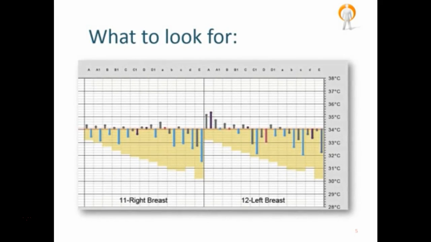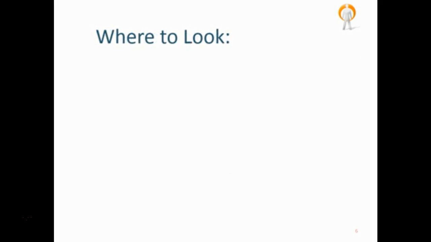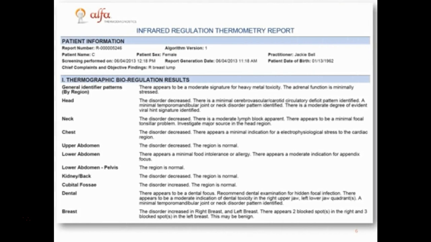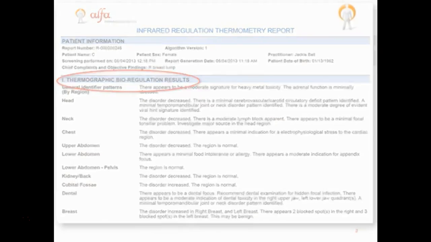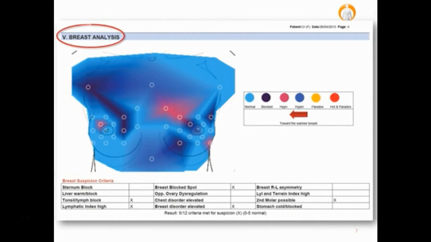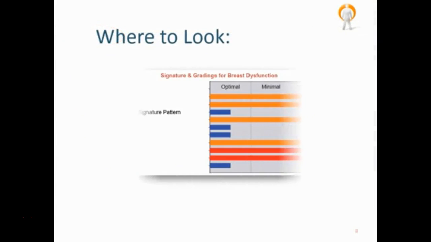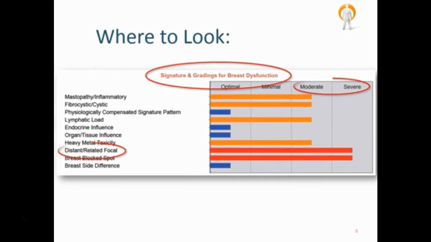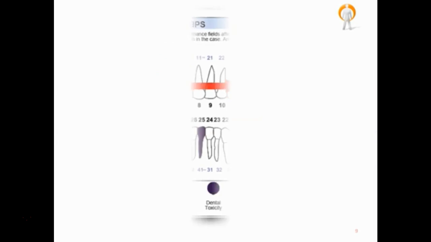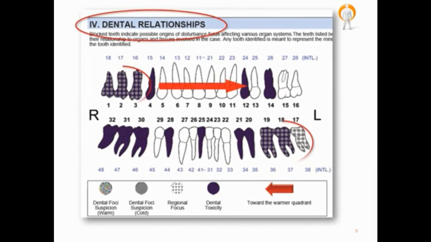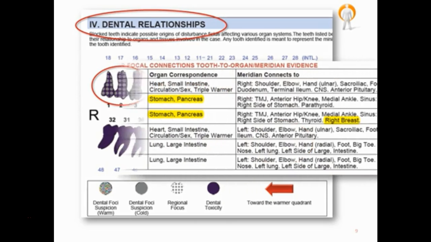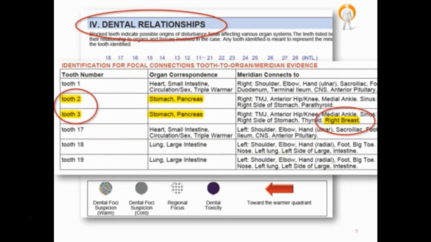So we're going to teach you what to look for in the graph of the temperature readings. And we'll teach you where to look in each section of the report for confirming information, such as Section 1, which lists the bioregulation results, and the breast analysis section, including the signatures and gradings for breast dysfunction, and of course the dental relationships section to determine if there's a focus, such as an infected cavitation, that could be causing a disturbance to the physiology.